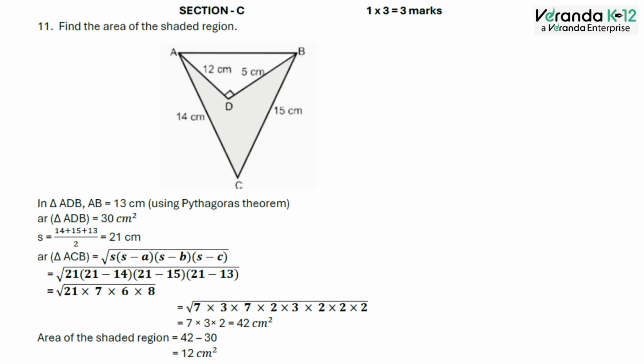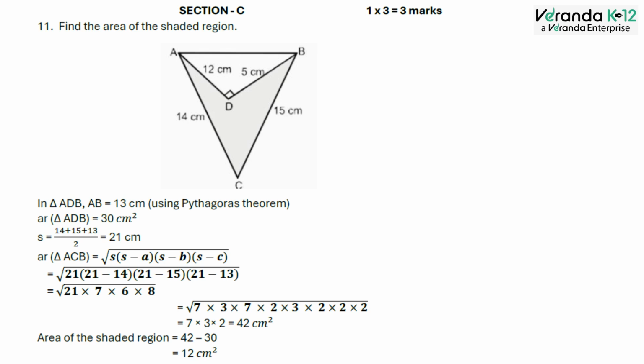Here it is given as 90 degrees in triangle ADB. This is 90, which means using Pythagoras theorem we can find the AB length. So AB is 13 centimeter. Then go for triangle ABC using Heron's formula. Again you can find the area of the triangle as 42 centimeter square.